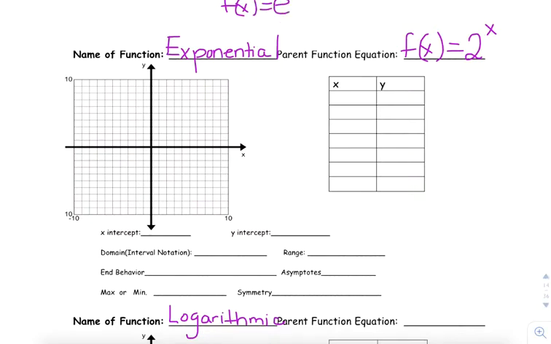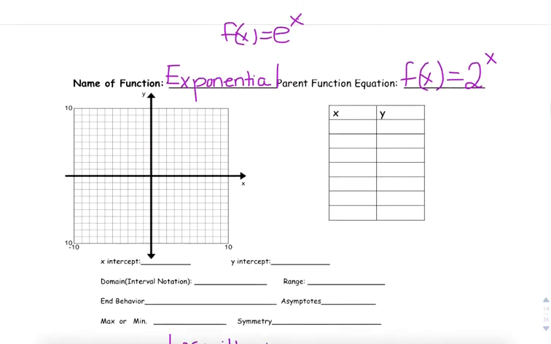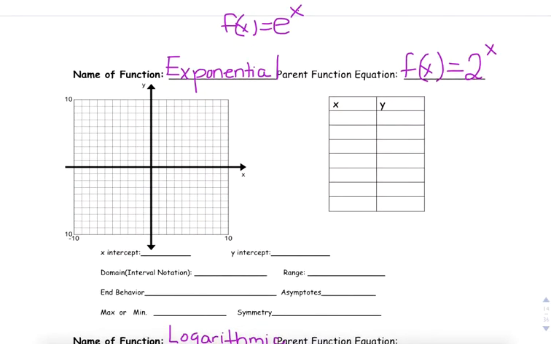Now, e is an actual number. It's an irrational number, meaning it's a decimal that, if you were to type it in your calculator, just goes on forever. So e is approximately 2.71, and then it just goes on forever.